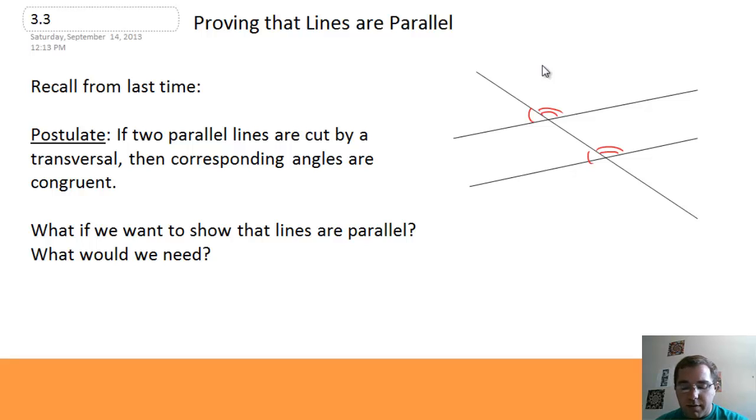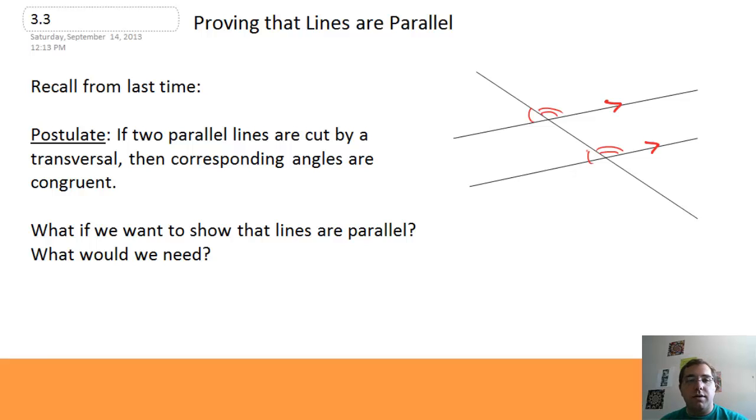If two parallel lines are cut by a transversal, remember a transversal is just a line that cuts through two other lines, then corresponding angles are congruent. So I marked two pairs of angles as congruent on my picture here, and I know that if I know that the top line is parallel to the bottom line. Remember, we marked parallel with those arrows going in the same direction. If I know two parallel lines are cut by a transversal, then the corresponding angles are congruent.